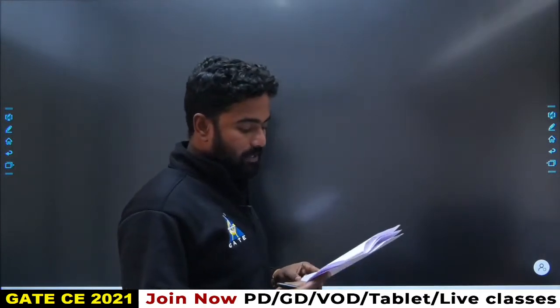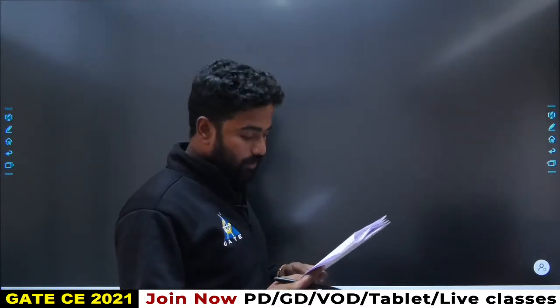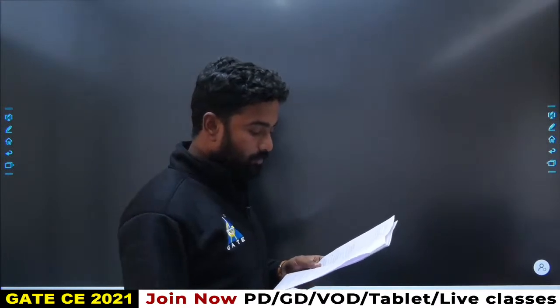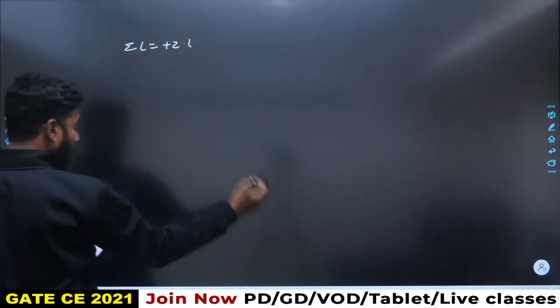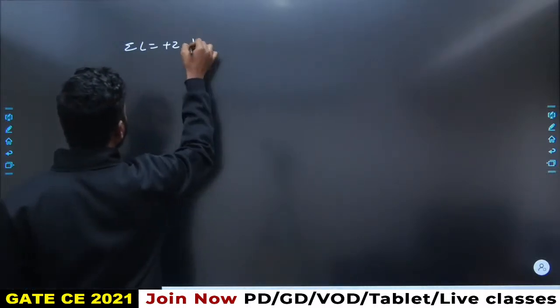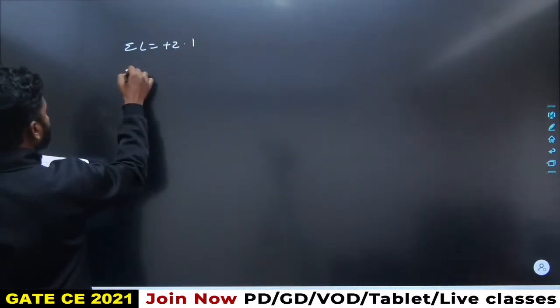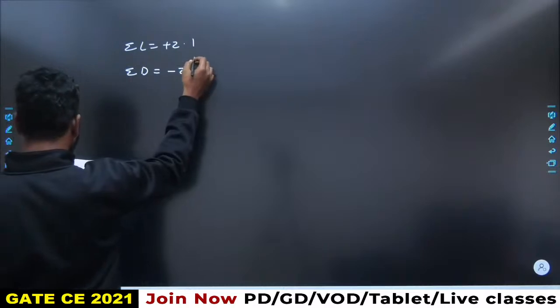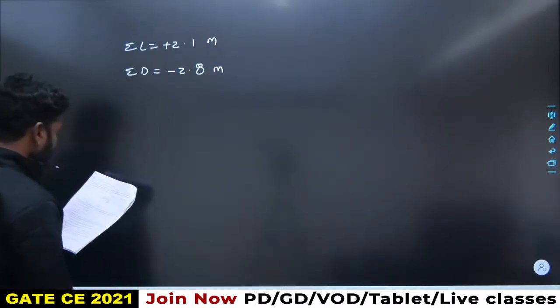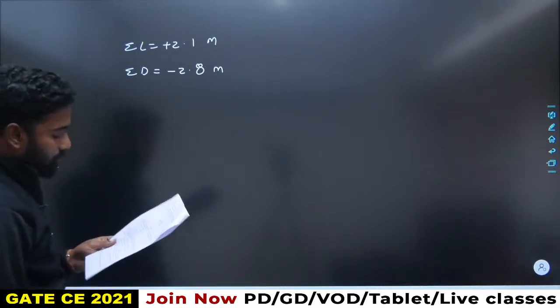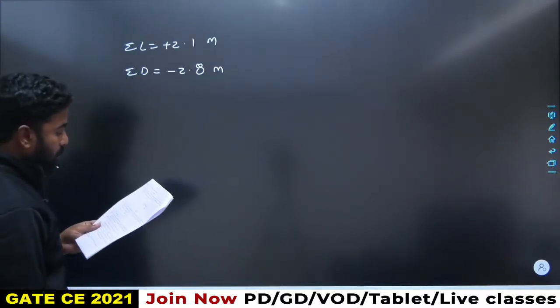For a given traverse, latitude and departure is calculated, and it is found that the sum of latitudes is equal to plus 2.1 meters and the sum of departures is equal to minus 2.8 meters. What he is asking is: what is the closing error and the bearing of the closing error?